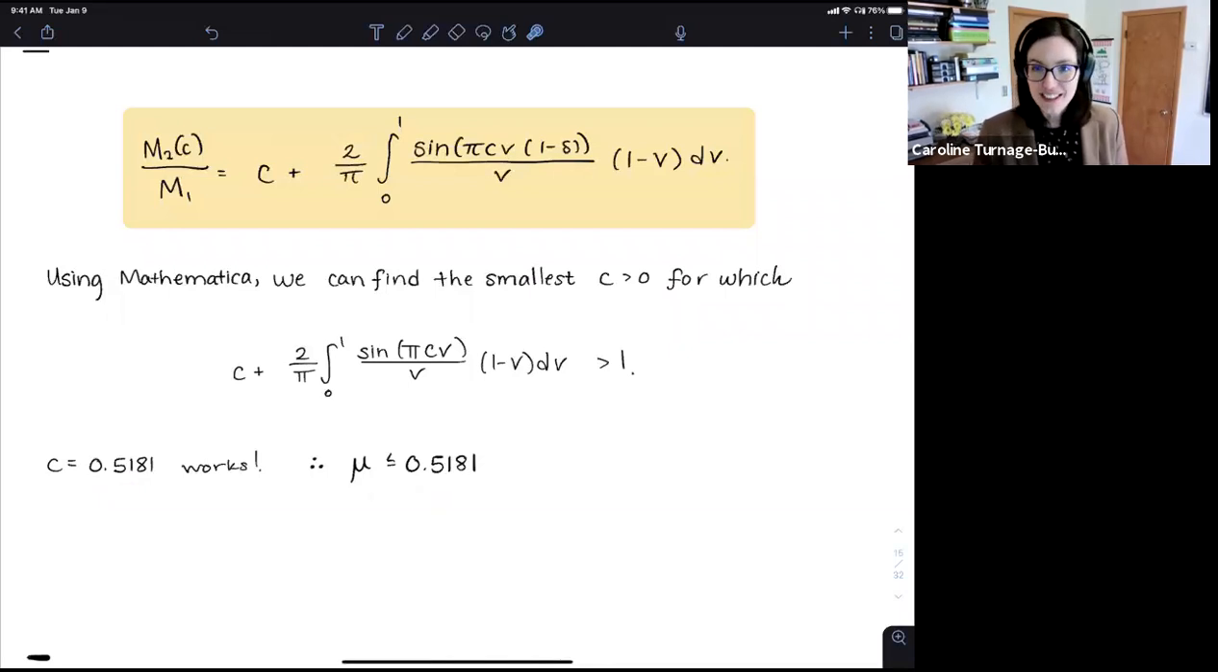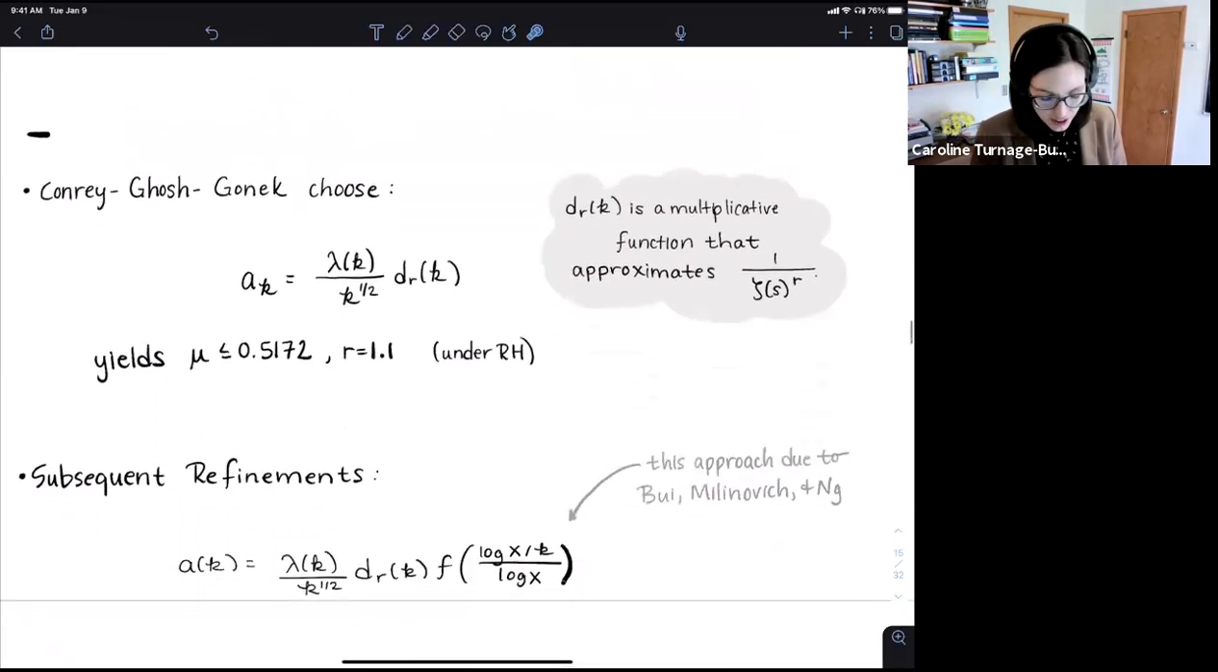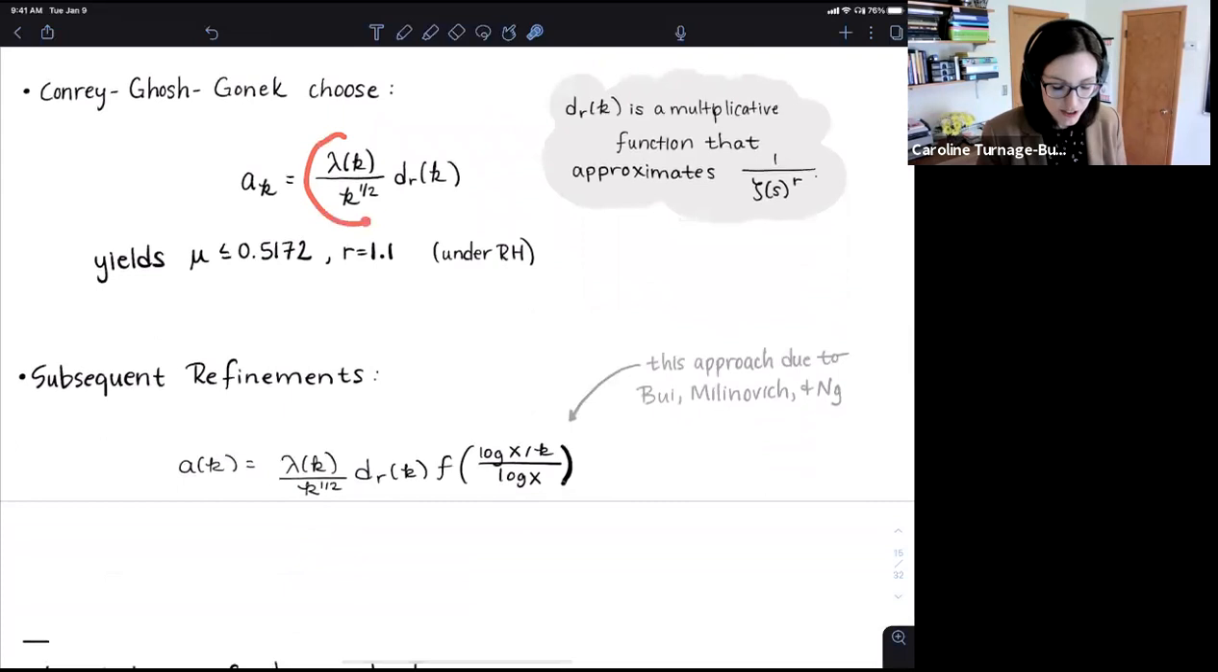Now the question is, what other polynomials could you choose to get superior numerical results? Turnage-Butterbaugh choose something very similar to the little toy example I just gave you, but they also multiply by the r-th divisor function. This is a function that approximates 1 over zeta of s to the r. It's definitely big around zeros of the zeta function, and it gives you another parameter to optimize over, which is really helpful. So here's where they win a bit more.